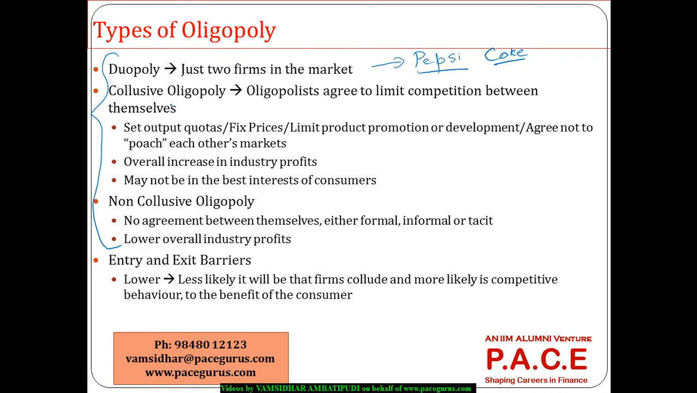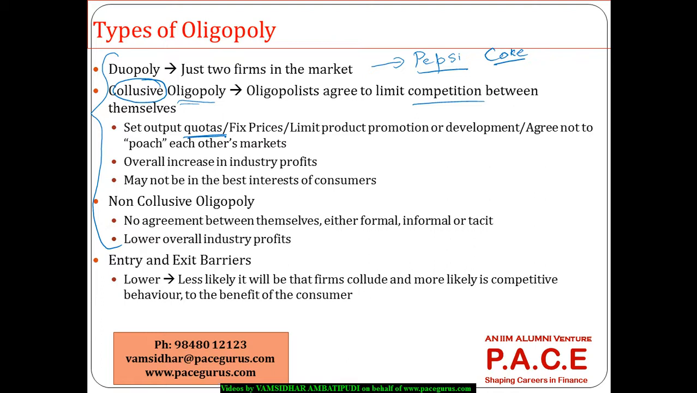Then we see a structure which is a collusive oligopoly, probably something which is not good for the customers. Collusive, they come together either formally or informally. They have some kind of internal agreement between them that they will not compete. Right? This is something not good for the society. There are different ways in which they can do that. They set output quotas. Okay, you produce this much, I will produce this much. The total will be exactly equivalent to the market demand.